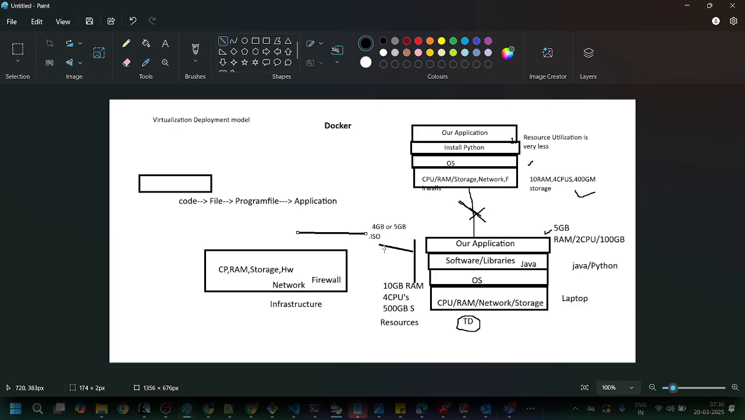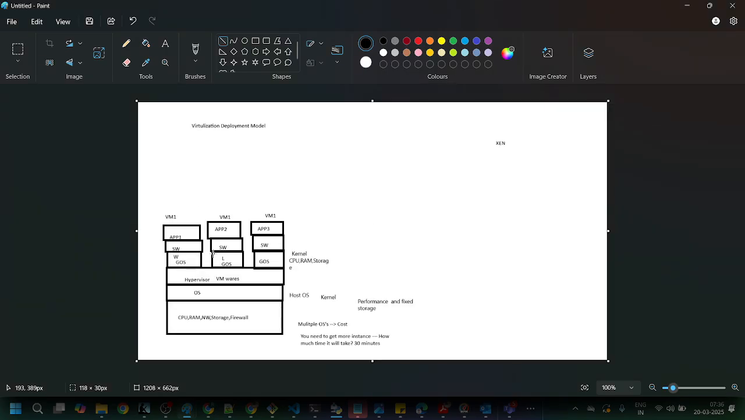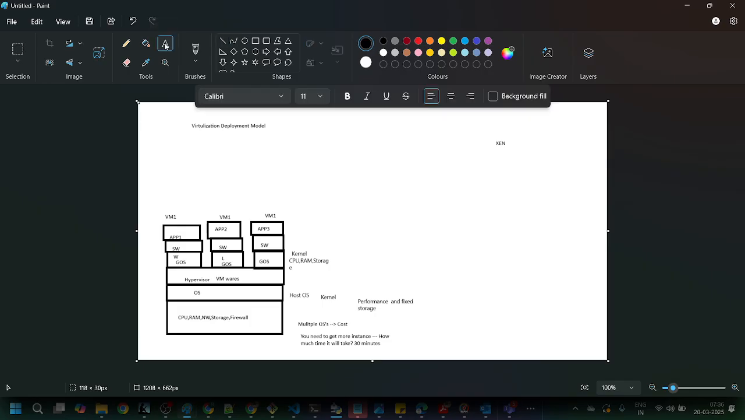So to get one more machine up and running, it will take 30 minutes. I don't want 30 minutes to be a waste of customers' time. As we know, hardware plus OS, if you combine this, it is nothing but an image, an AMI. If you combine this, it will become an AMI.